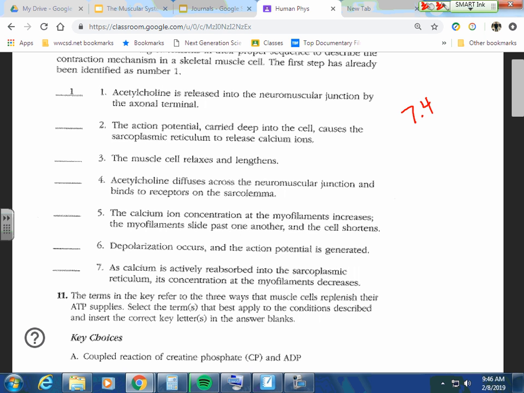They do talk about the calcium ions, but they don't go into detail about calcium ions binding to certain parts of actin molecules on the myofilaments. But this is a good idea for the big picture. It helps.